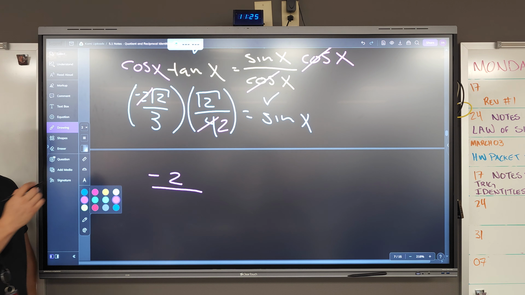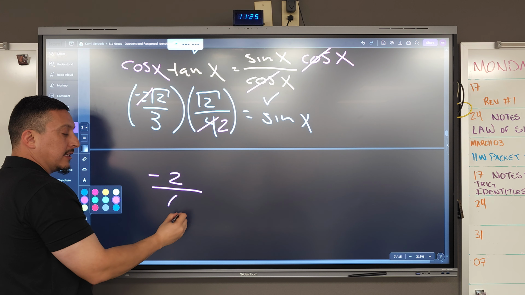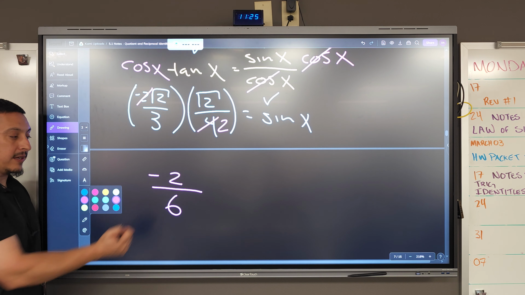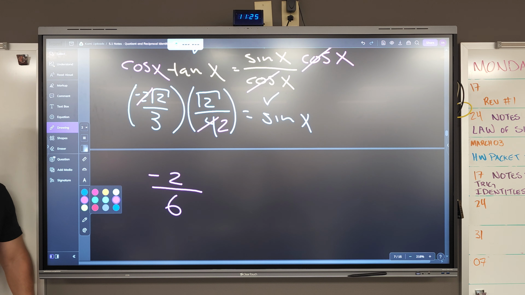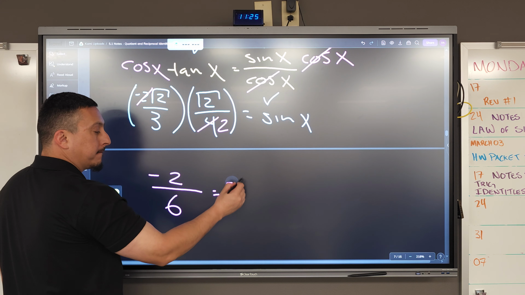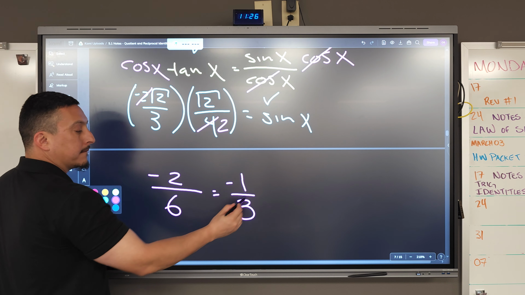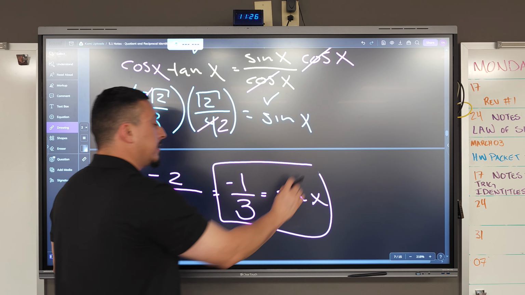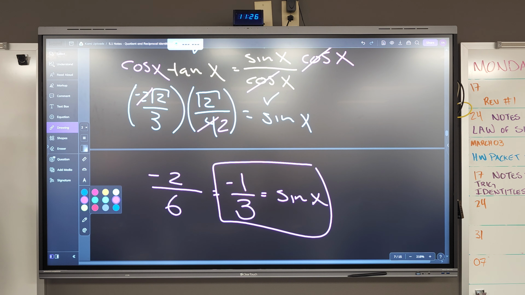Okay, and then 3 times 2 is 6. Now you could do this stuff with your calculator, but I'm just showing you without. Right? And then can 2 and 6 divide by the same number? Yeah. There it is.